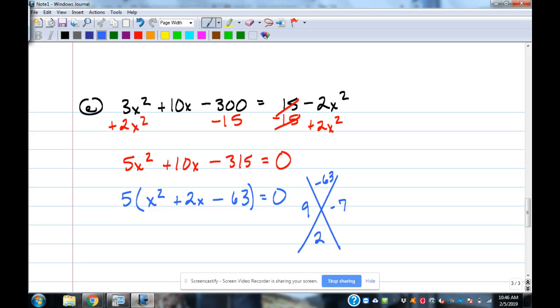Can I take the shortcut to factor this? Yes. This 5 is not part of that anymore. It's just hanging outside. So there's a 1 in front of x squared. So that allows me to take that shortcut and say that is x plus 9 and x minus 7. The 5 is still there technically.